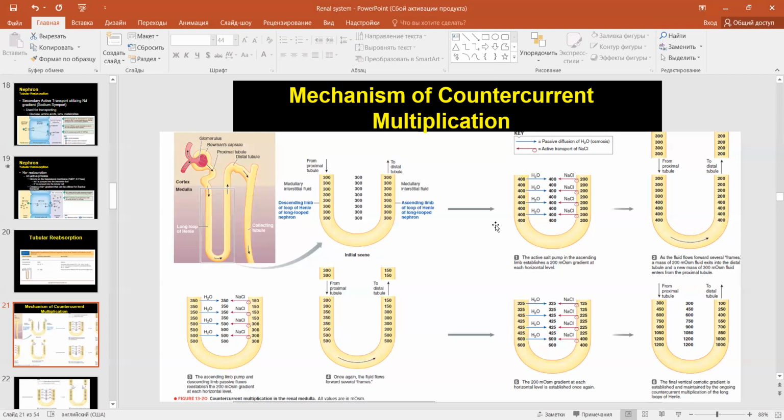The passive movement of water out of the descending limb continues until the osmolarities of the fluid in the descending limb and the interstitial fluid become equilibrated. Thus, the tubular fluid entering the loop of Henle immediately starts to become more concentrated as it loses water. At equilibrium, the osmolarity of the ascending limb fluid is 200 milliosmol, and the osmolarities of the interstitial fluid and descending limb fluid are equal at 400 milliosmol. You can see this at step 1 of this slide.